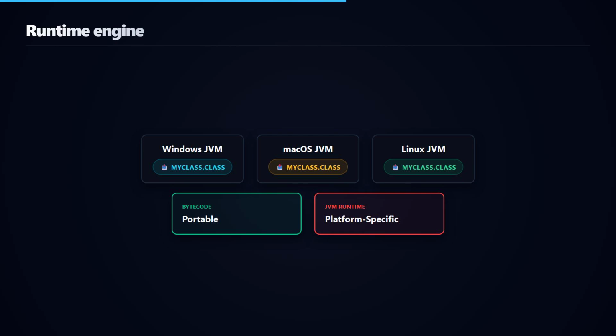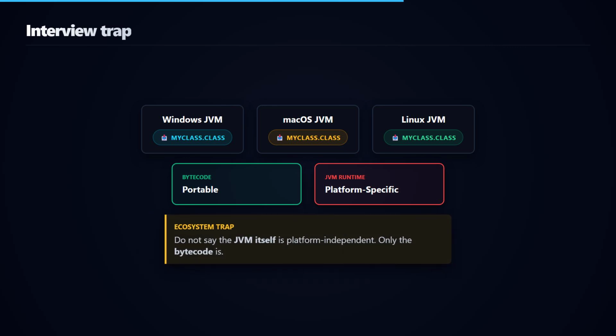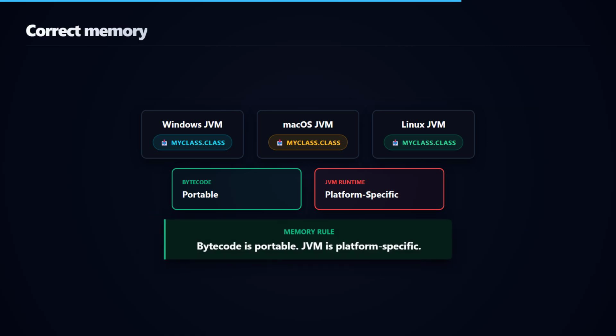So the JVM is the runtime engine that runs bytecode. The common trap is saying the JVM itself is platform independent. The correct memory is portable bytecode, platform-specific JVM. Now we open one JVM box and only inspect the big helpers. These helpers explain how the JVM supports execution at runtime.